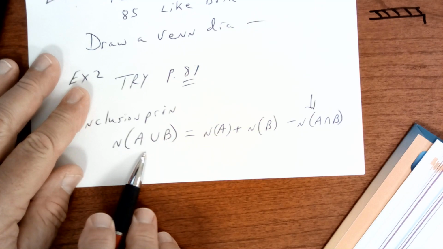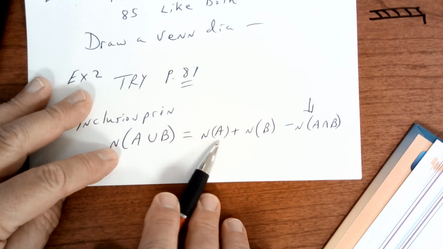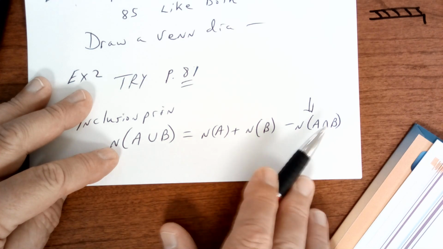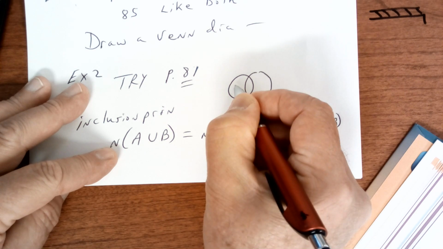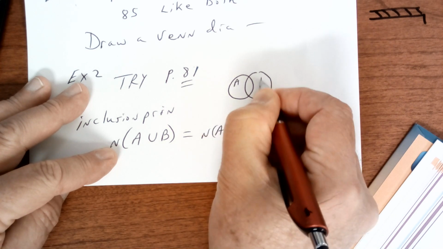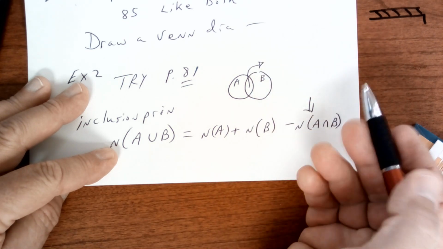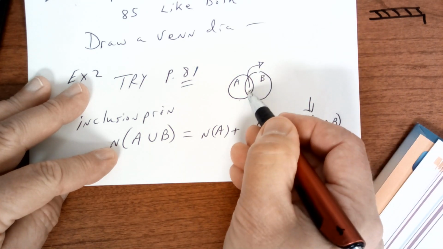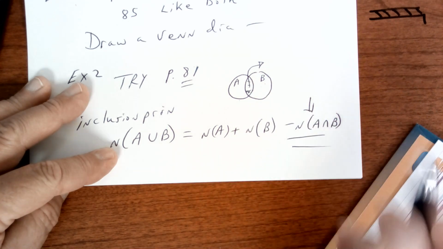The inclusion principle says that the number in A union B is going to be A plus B minus the intersection. Because what happens is A gives you one of the intersections, B gives you the other intersection, so you have to subtract one out.